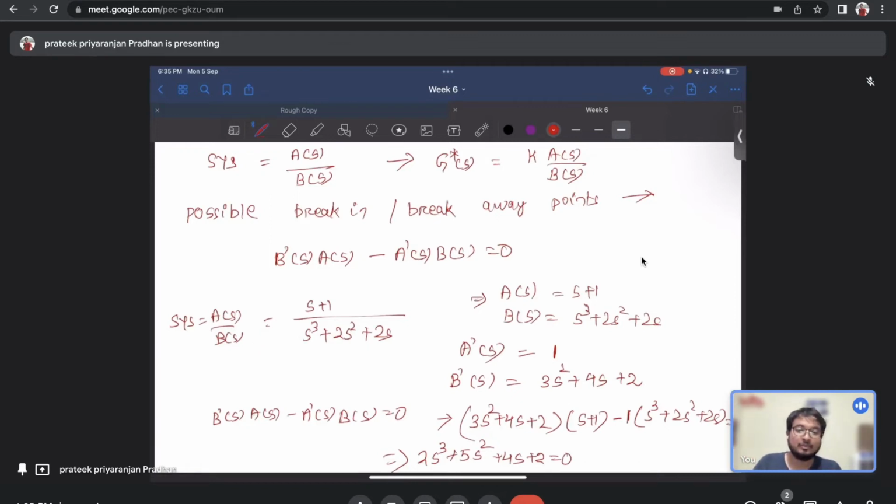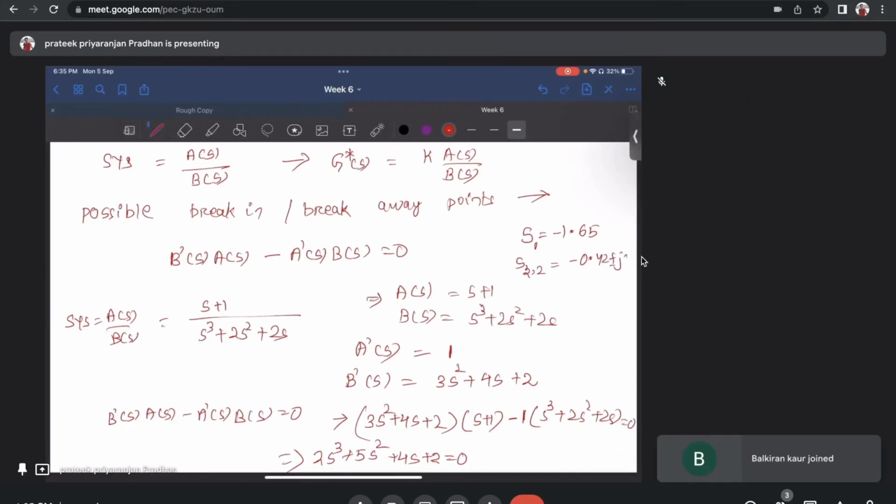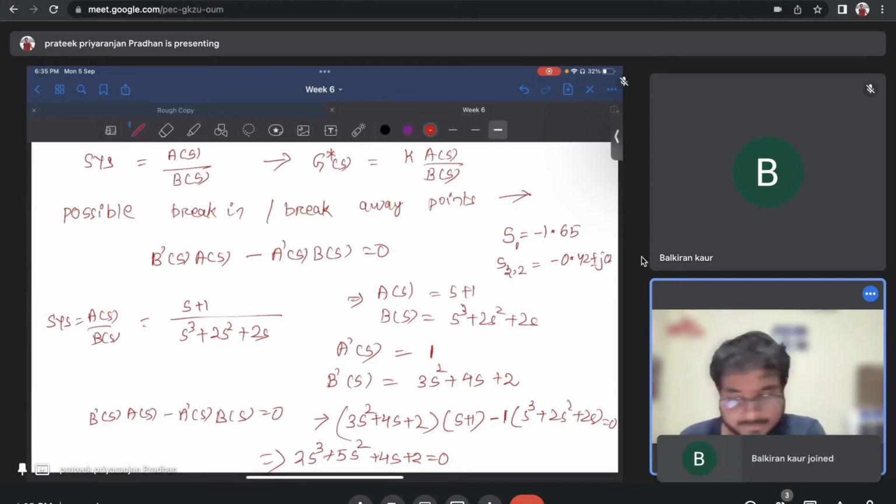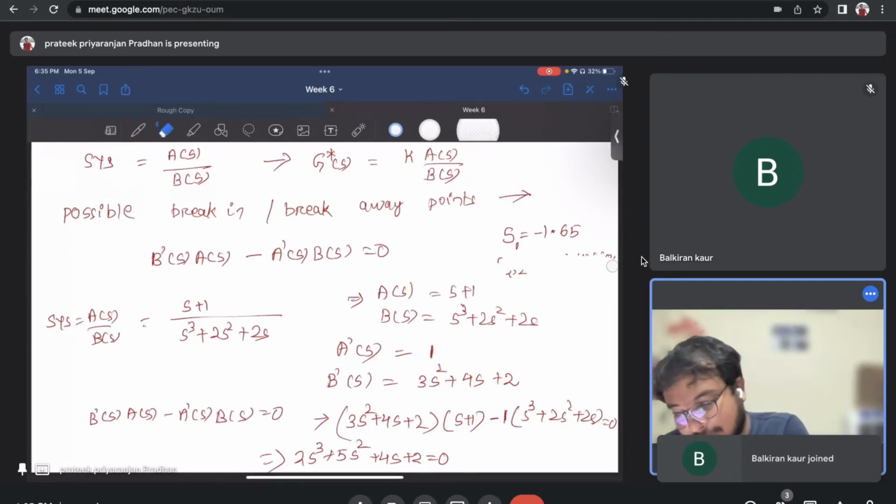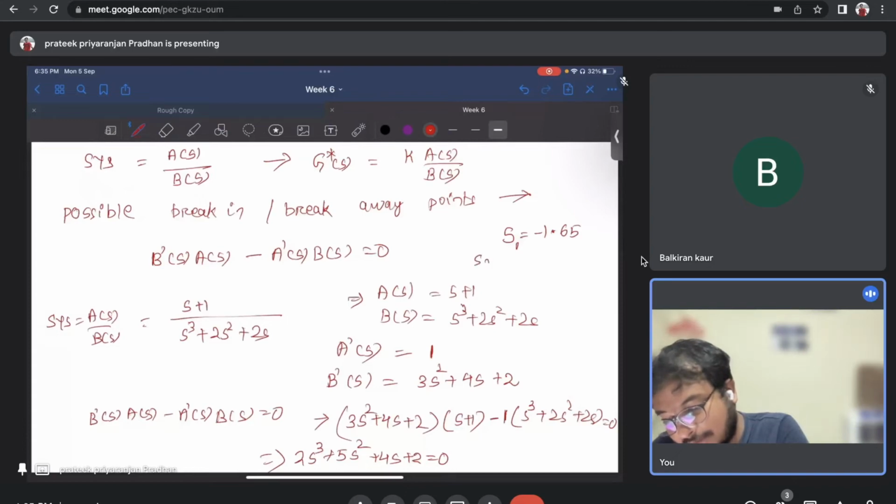So if you try to plot this, you will get S1 is equal to minus 1.65, and S2, S3 will come as minus 0.42 plus or minus J 0.65. Okay, yes, I'll write it again. S2 will be minus 0.42 plus or minus J 0.65.